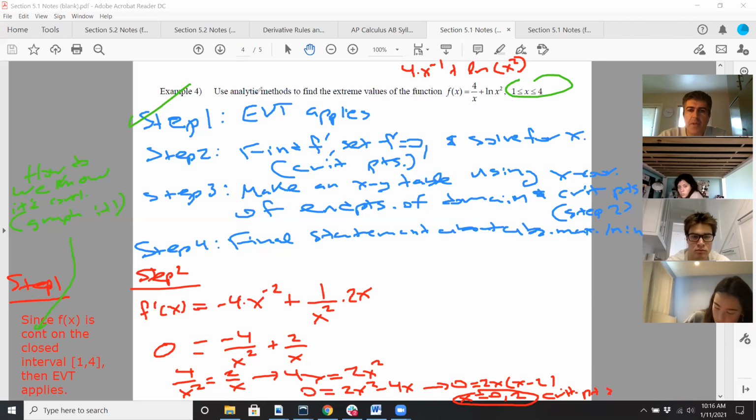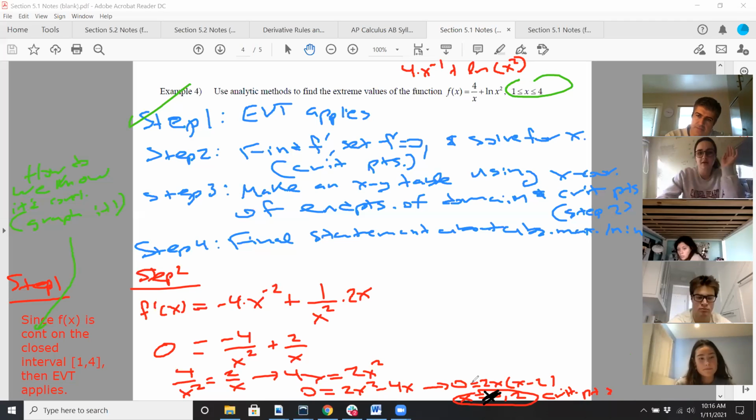Okay, let me go ahead and cross off, however, 0. Why am I crossing 0 off? Why am I going to throw it out? Because it's outside of the domain. Yes, it's outside the domain. My domain was restricted from 1 to 4. So sometimes you have to throw stuff out.